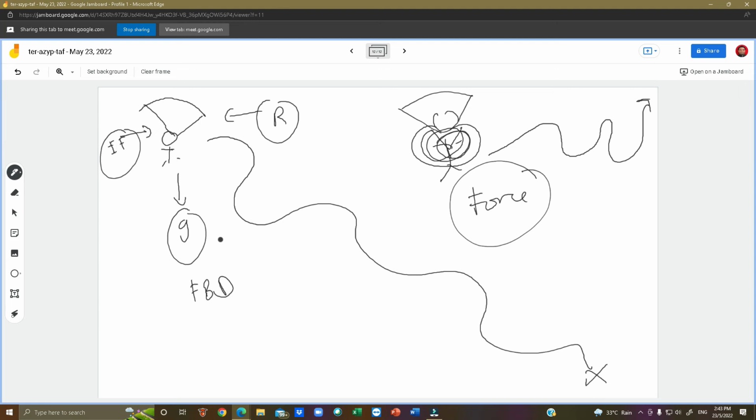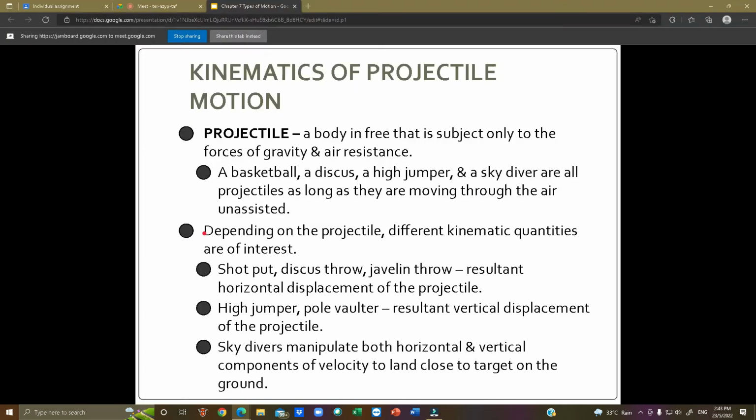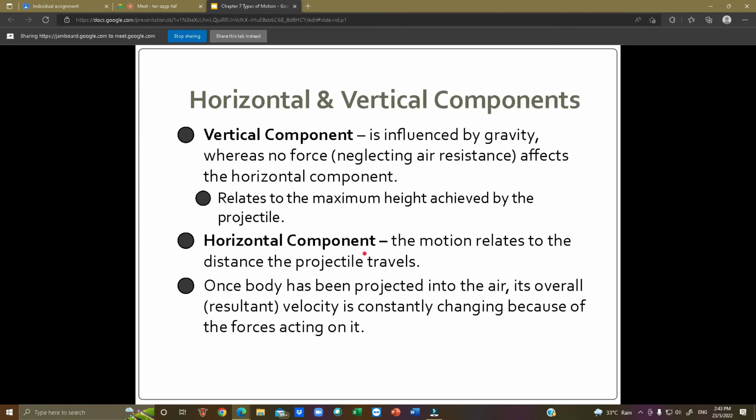So in your level you don't need to go in depth lah, but projectile basically most of our equation, most of sporting performance is actually to solve projectile case. Okay, to solve this one. Alright. So in projectile, empat dia cakap ni. Okay, basketball, discus, depending on the projectile, different kinematic quantities of interest. Kita tak apa.